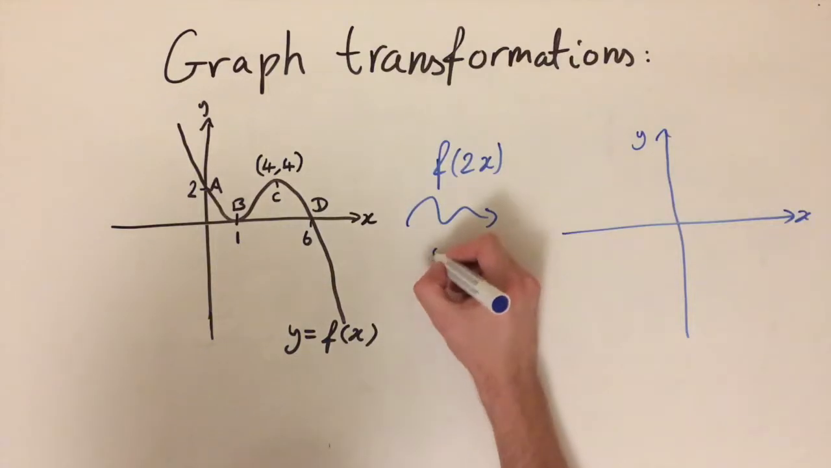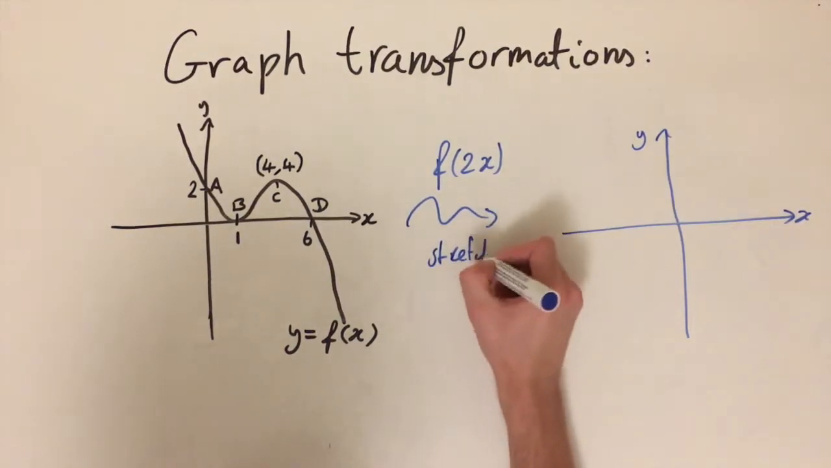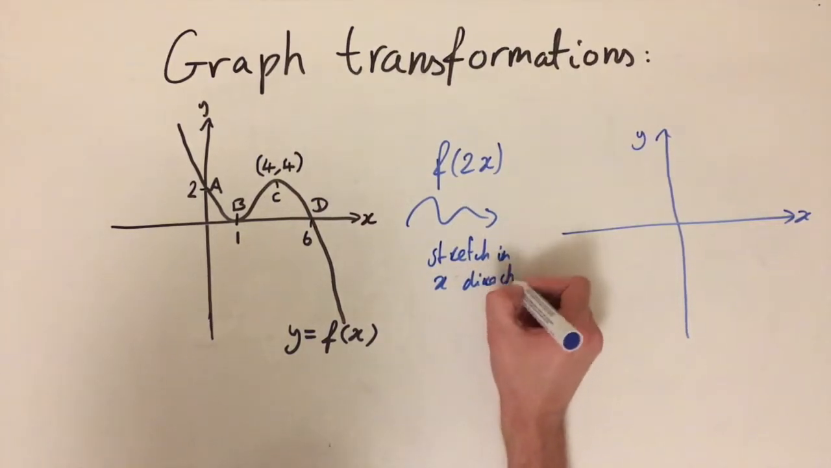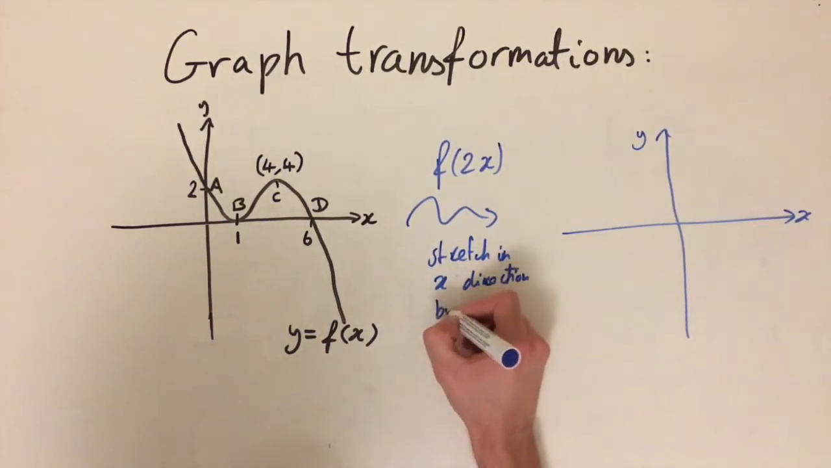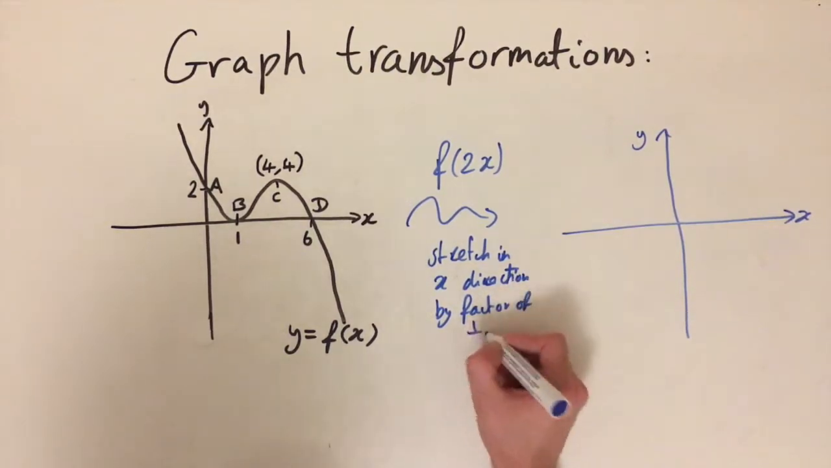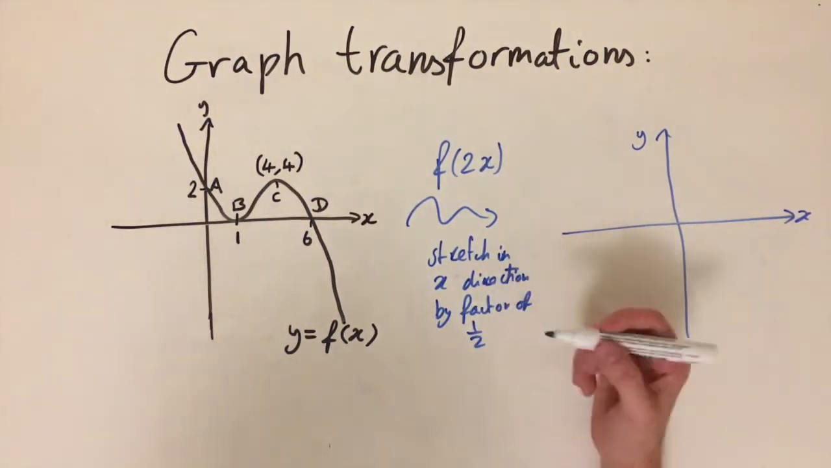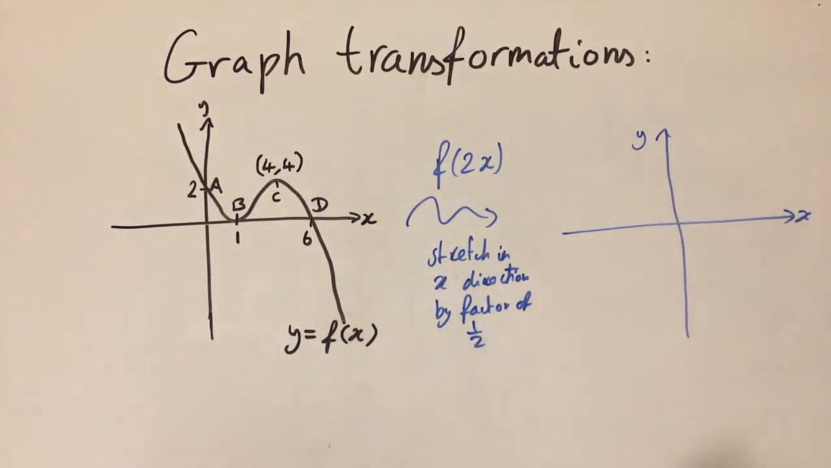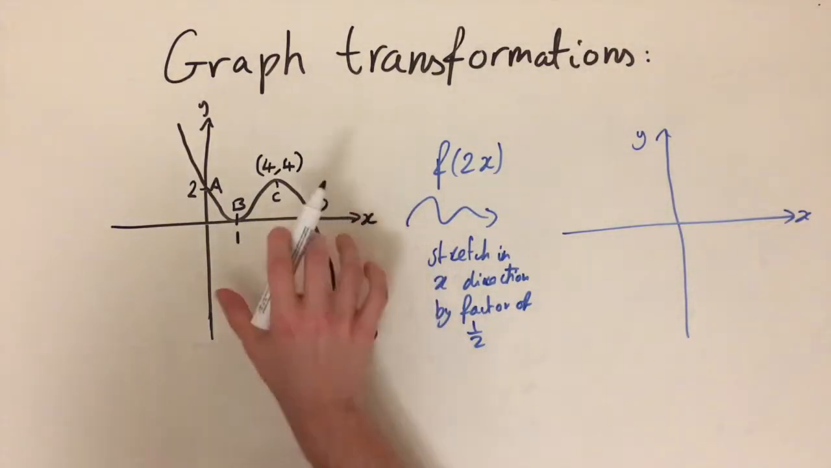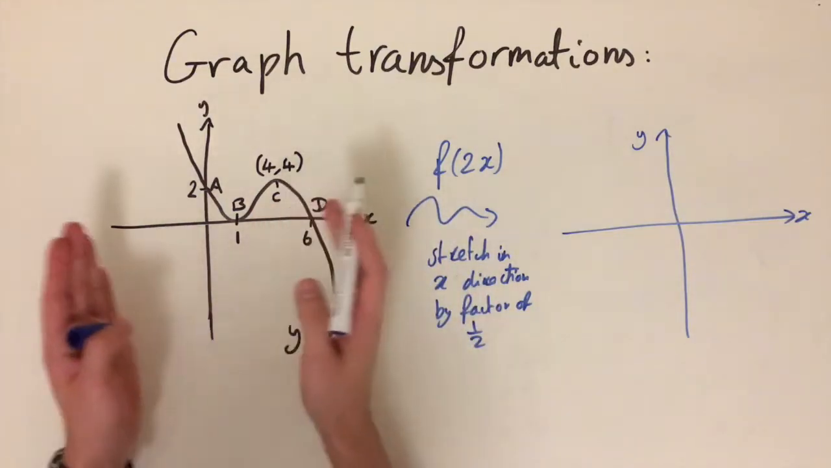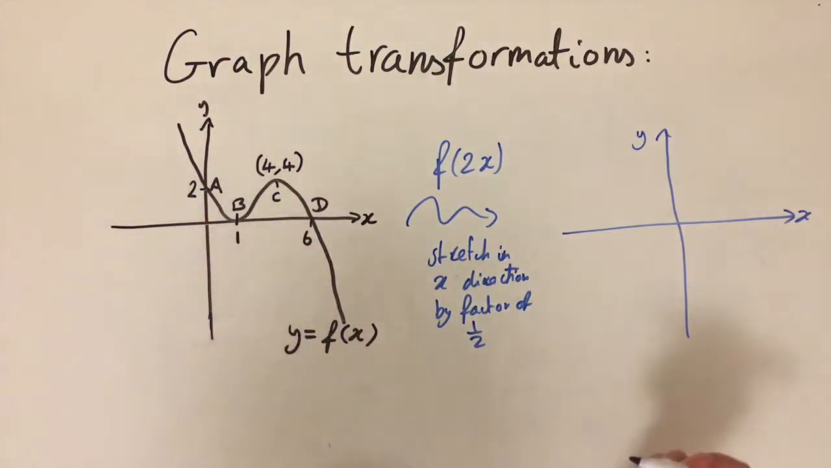So we can write here: stretch in x direction by a factor of a half. Or you can think about this as a squeeze by a factor of a half. It means the same thing. Now we're interested in what this graph is going to look like if we squeeze everything towards the y-axis by a factor of 2.